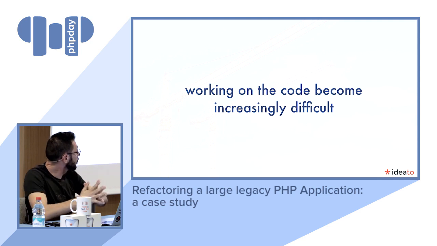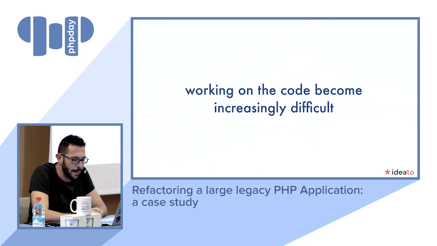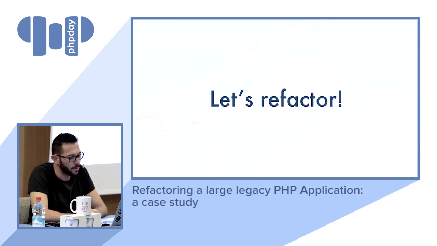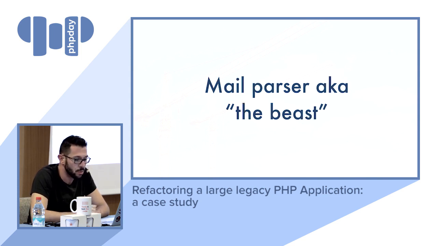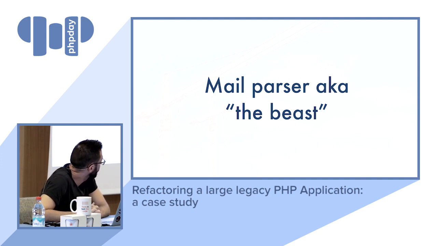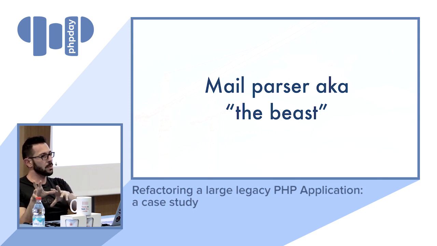Because working on this code became increasingly difficult over time, as you can imagine. So we decided, okay, let's start to refactor something. We chose one module, which is called the mail parser, or for friends, the beast, which is basically a piece of code that fetches mail from an email account, parses it, extracts information, and uses that information to populate the database. So it was a critical part of the application.